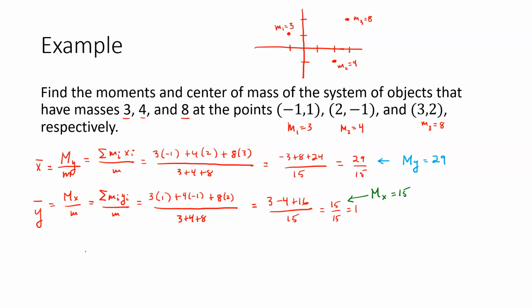But the important thing is, where's our center of mass located? It's located at the point 29 over 15, comma 1. Let's see where that lands here. 29 over 15 is a little bit less than 2, so maybe something around right there is where our center of mass is. So it's somewhere in between these three points, and slightly closer to the heavier mass.